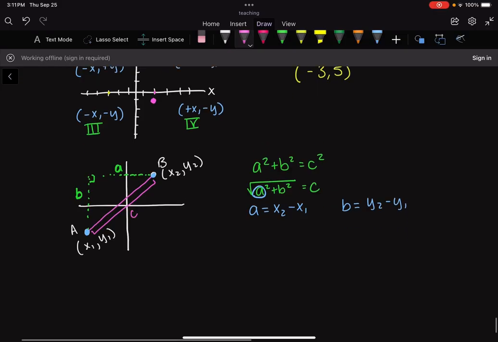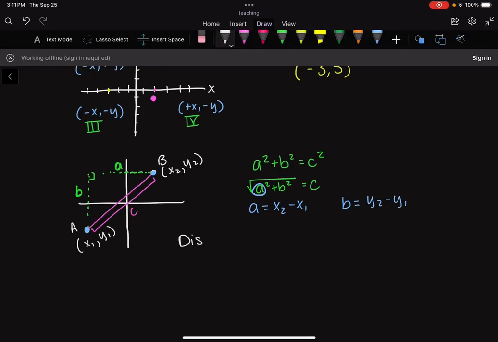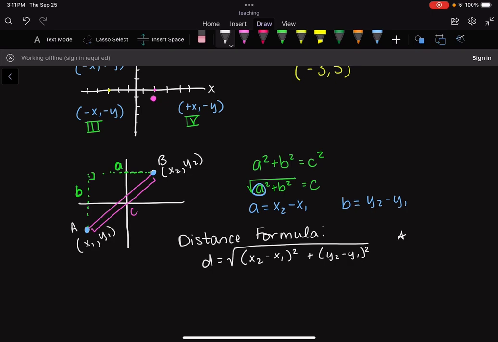So I'll write that for you now. The distance formula, I'll call it D for distance, is the square root of (x2 minus x1) squared plus (y2 minus y1) squared. So this is the distance formula, and you will need to know this for your next test. But the point I was trying to make to you is that it's really just the Pythagorean theorem. The distance formula and the Pythagorean theorem are the exact same thing. They're just using different letters.